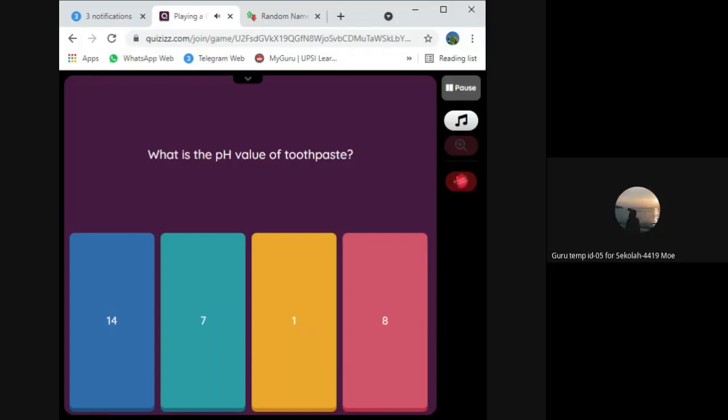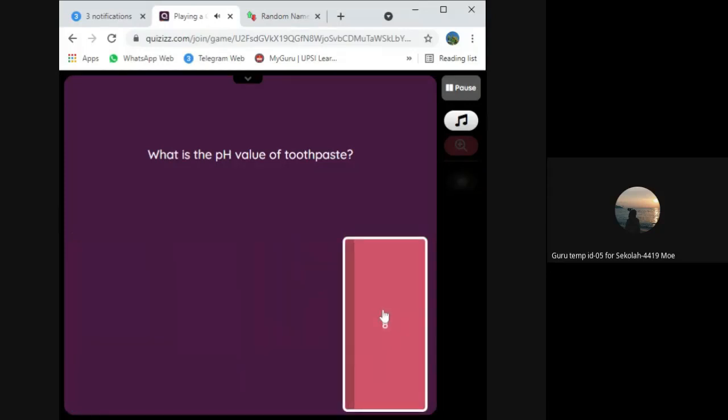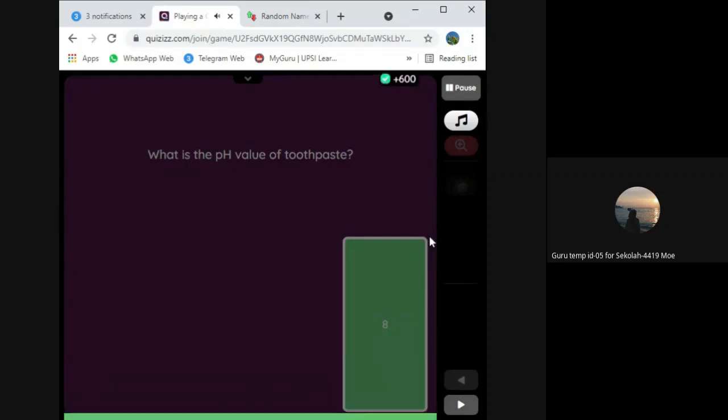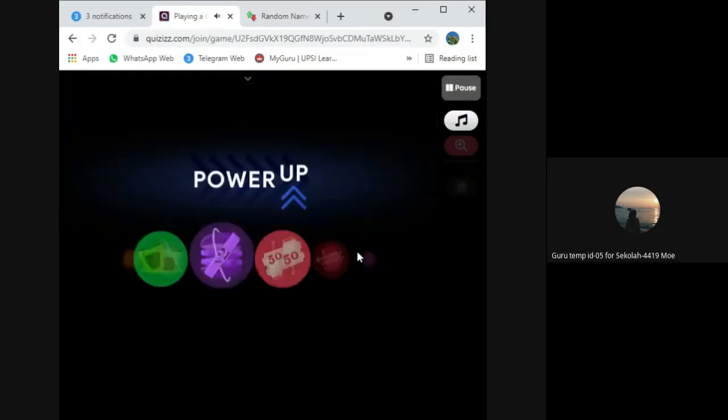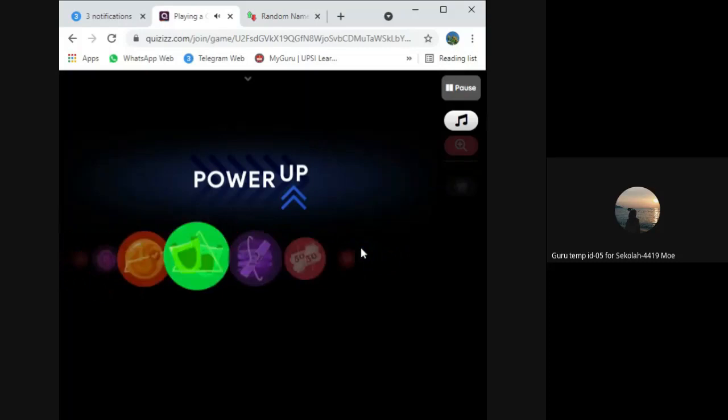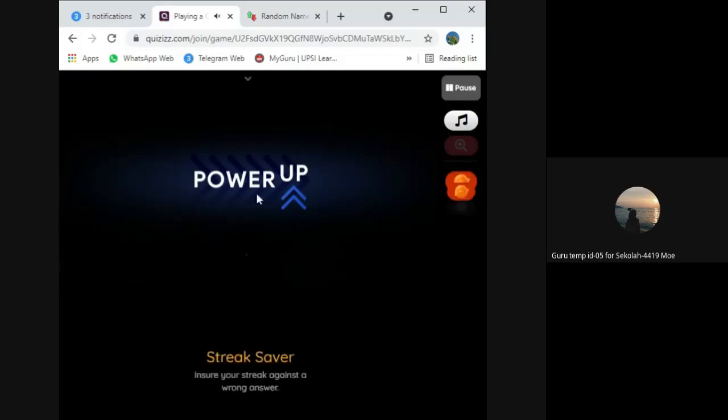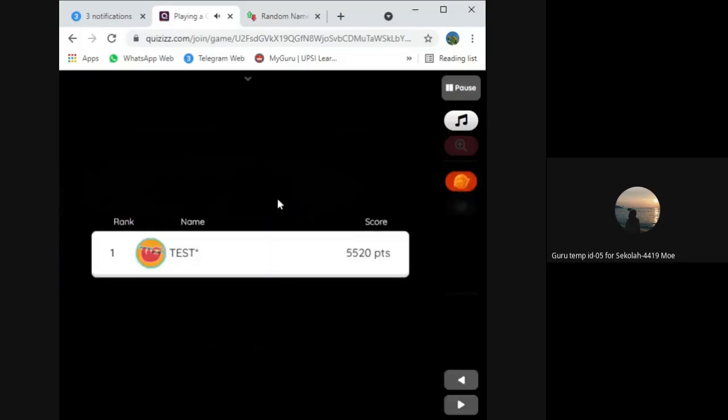Okay, Aisyah, wait a moment, let Loganism go first. So what is the answer? What is the pH value of a toothpaste? Toothpaste is an alkaline, right? Yes, you. So, A. Okay, correct. Because the other answers are all pH values for acids. So obviously the answer is 8. Easy question, right?